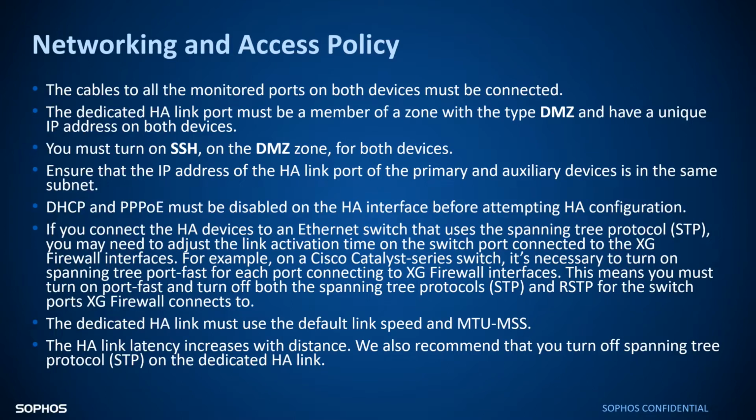You do need a dedicated HA link port. That dedicated link port is going to be a DMZ type zone. So that interface, when you go through and create it on the XG firewall, which we'll run through here in a minute, you will select as type DMZ. You also need to go into the device access for the DMZ and make sure that you enable SSH on there. I also recommend enabling ping on there.